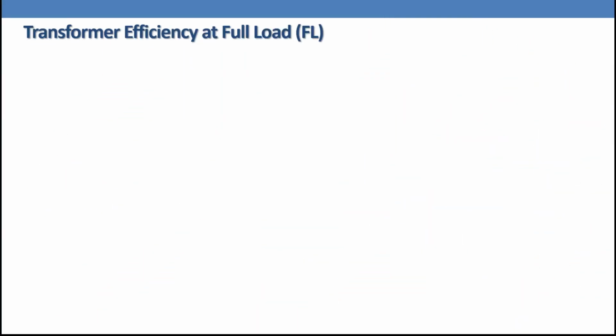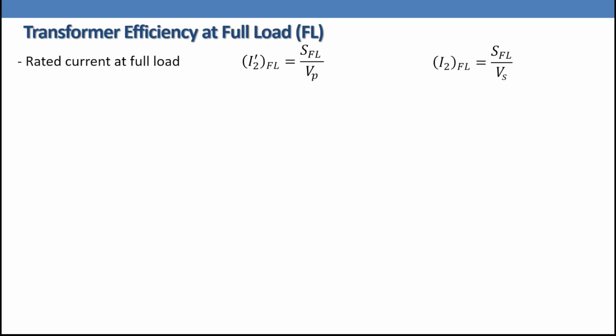So let us examine the efficiency specifically at full load conditions. Rated current at full load can be calculated as I2' full load equals S full load over the primary voltage, or I2 full load equals S full load over the secondary voltage. You can find these values in the nameplate, which is V primary, V secondary, and S. So you can calculate the current at full load. If you calculate the secondary current at full load, you can make the referring.